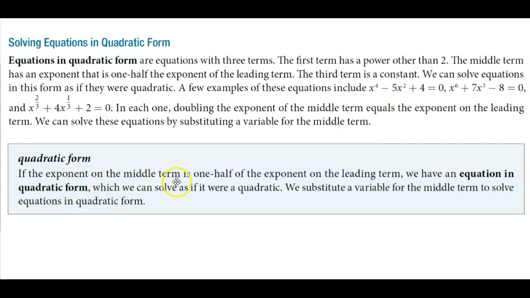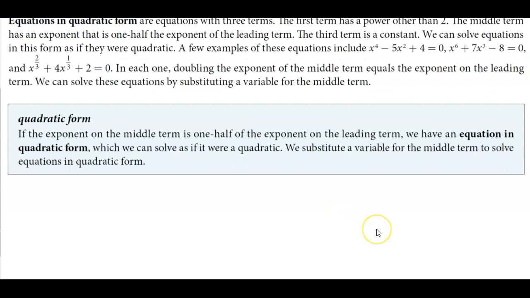If the exponent on the middle term is 1/2 of the exponent on the leading term, we have an equation in quadratic form, which we can solve as if it were quadratic. We substitute a variable for the middle term to solve equations in quadratic form. So let's just take a look at these three examples.